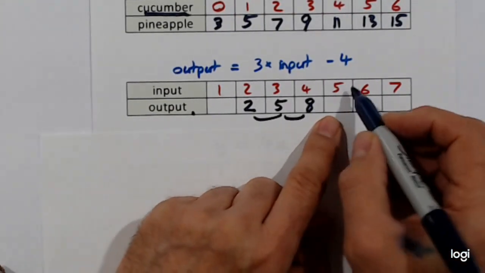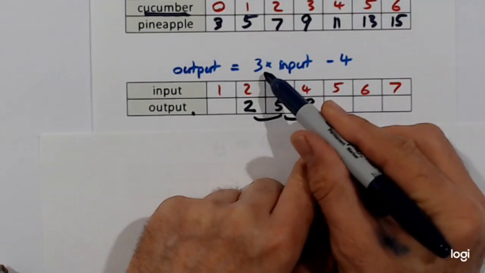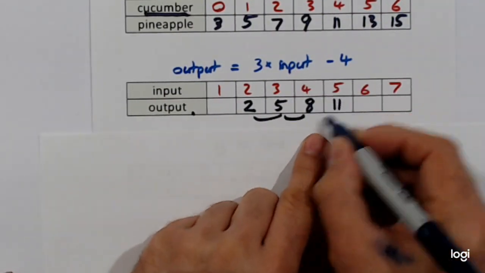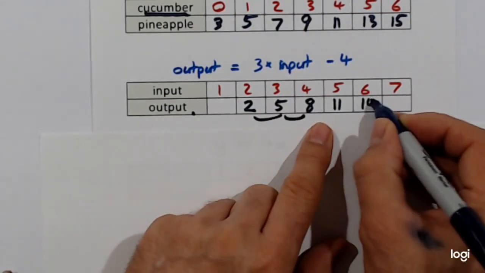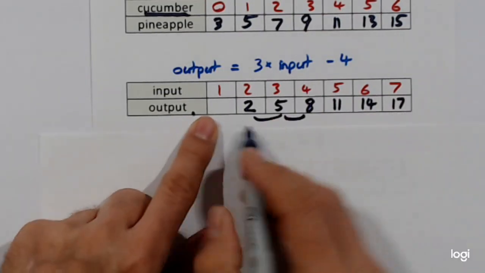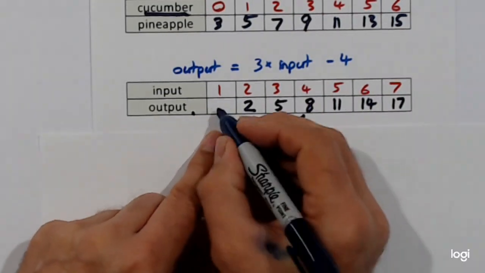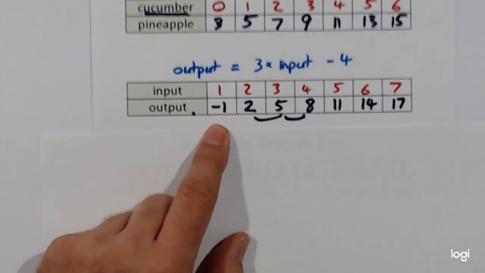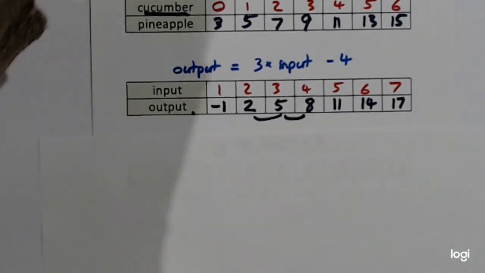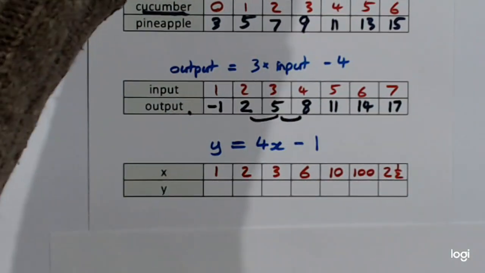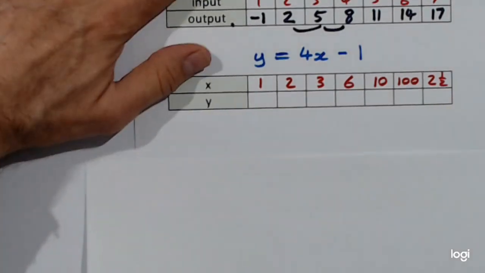I'll just check it. One more. 5 times 3 is 15. 15 minus 4 is 11. Yeah, it's going up by 3. Go up by another 3. Go up by another 3. Go down by 3. 2 minus 3 is minus 1. One more. Last one.